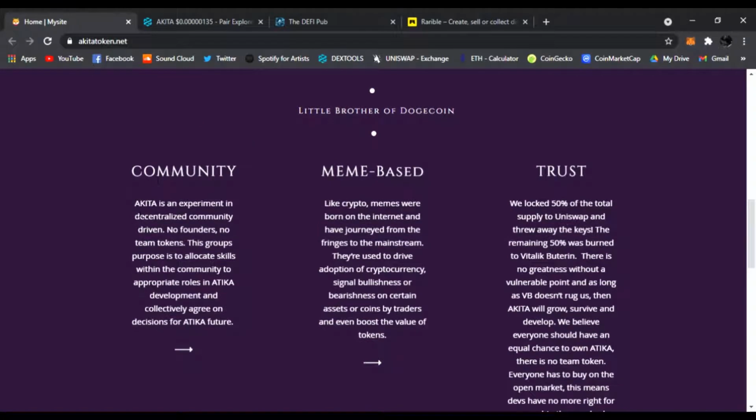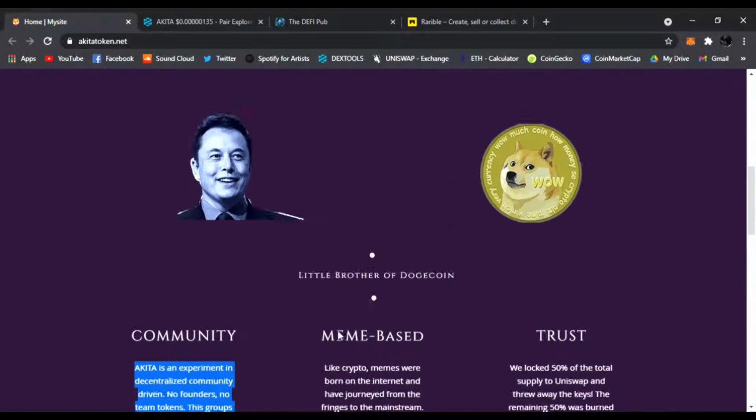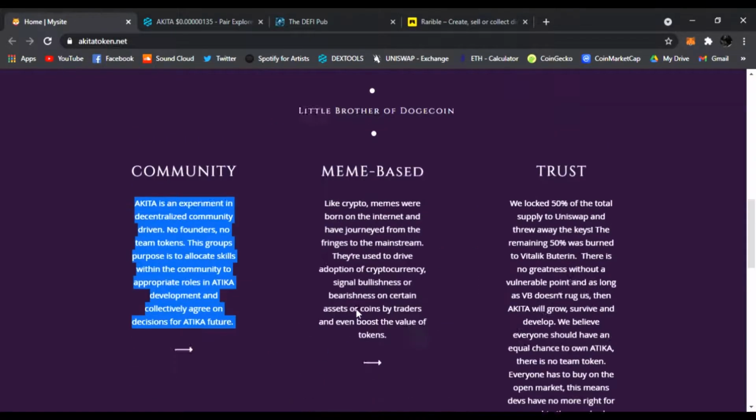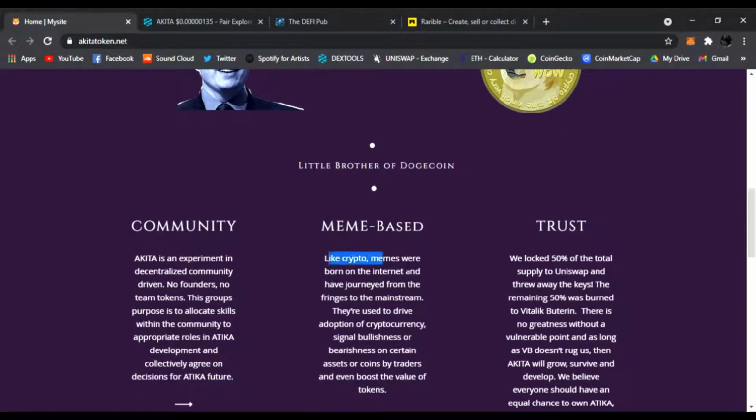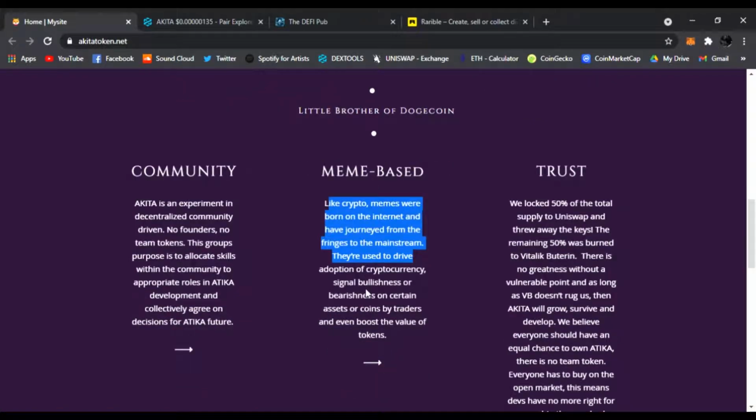So it's community. Akita is an experiment with decentralized community-driven, no founders, no team tokens. The group's purpose is to allocate skills within the community to appropriate roles in Akita development and collectively agree on decisions for Akita's future. And also it's meme based, like crypto. Memes were born on the internet and have journeyed from the fringes to the mainstream. They're used to drive adoption of cryptocurrencies, signal bullishness or bearishness on certain assets or coins by traders, and even boost the value of tokens.